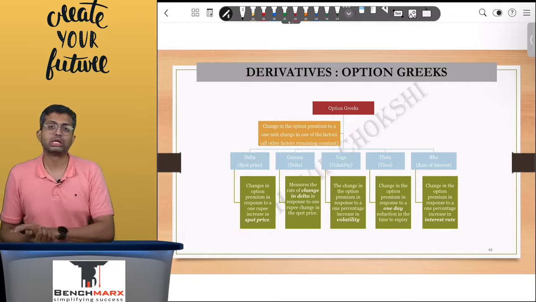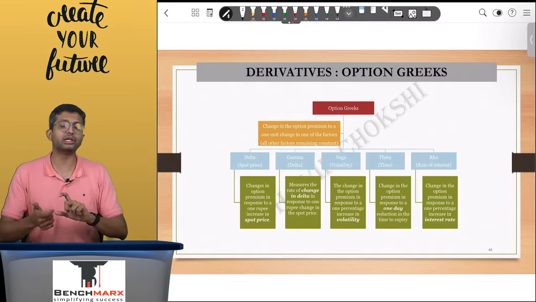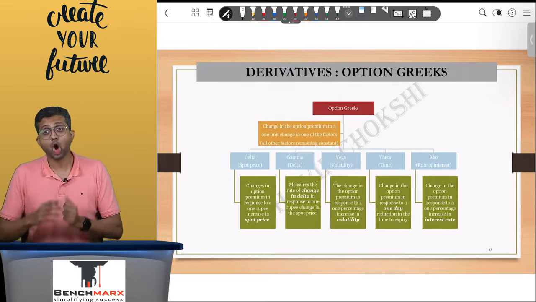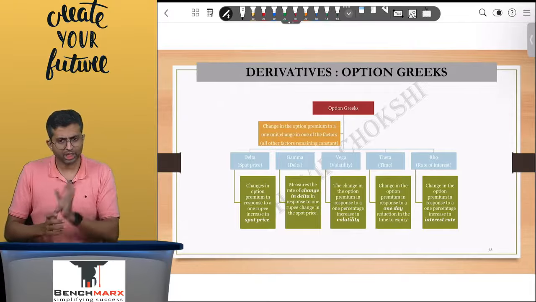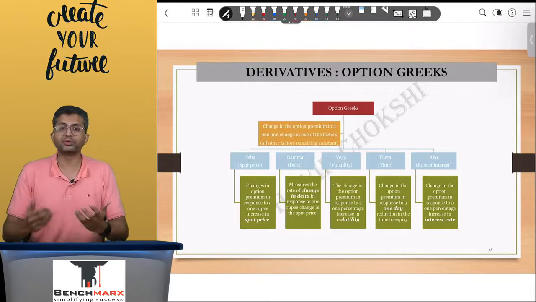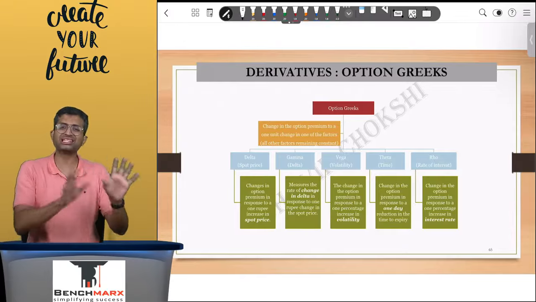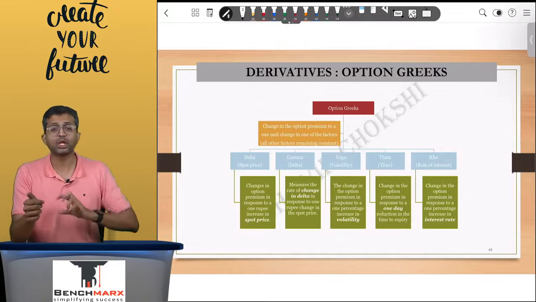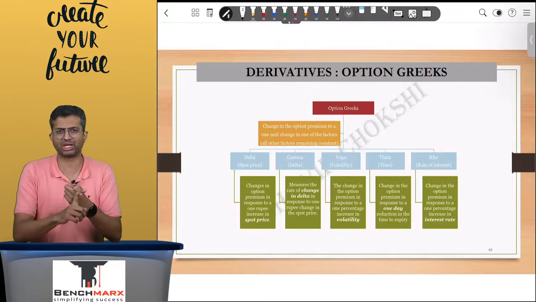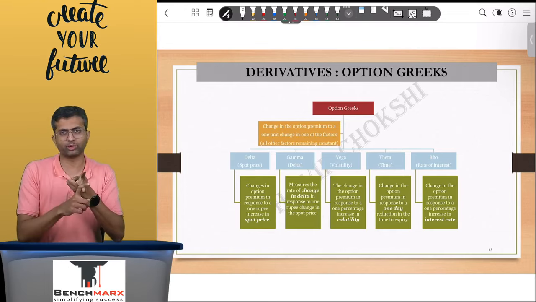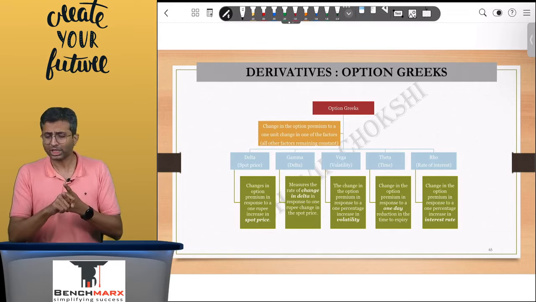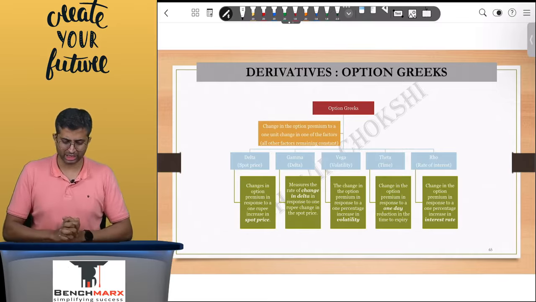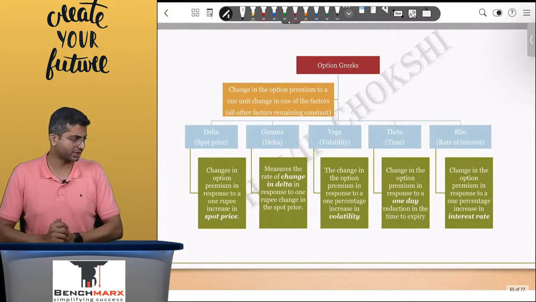Other factors due to which your call option premium can change are if the volatility, the standard deviation, changes, which is measured as vega, V for volatility, V for vega; or the time period changes, T for time, T for theta; or the rate of interest changes, R for rate of interest, R for rho. These are called option Greeks, which try to measure the sensitivity of the option premium to a 1 unit change in either the share price, the delta itself, the volatility, the time to maturity, or the rate of interest. Remember, exercise price does not change, and other than that, all other factors are considered here.